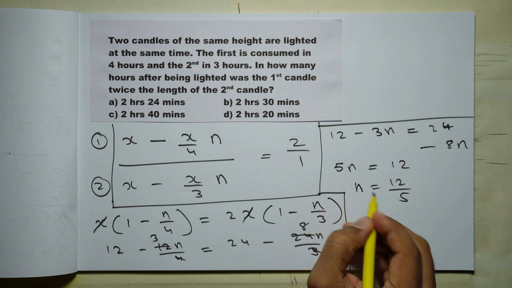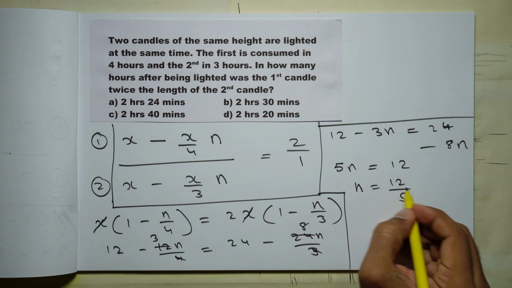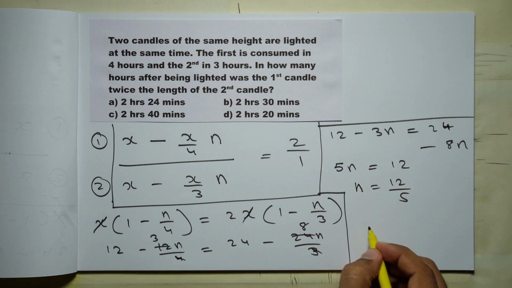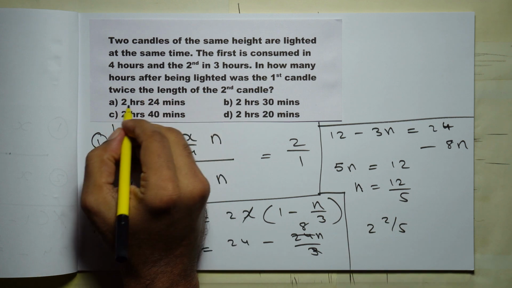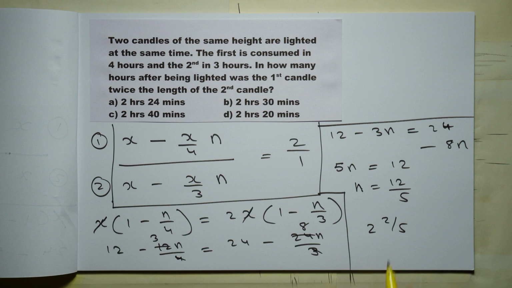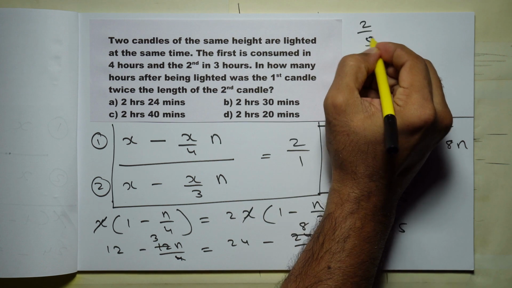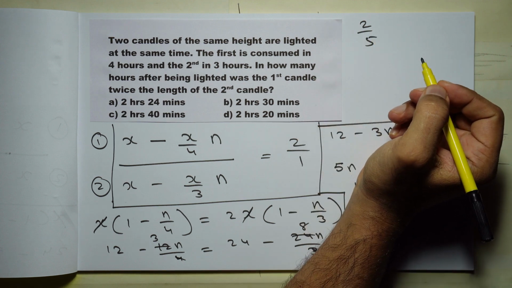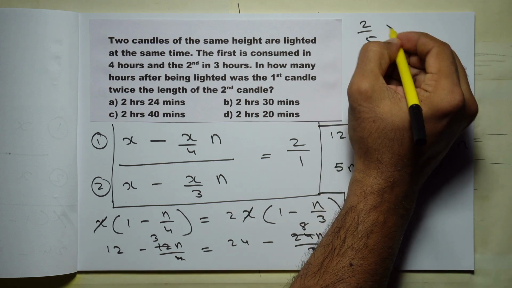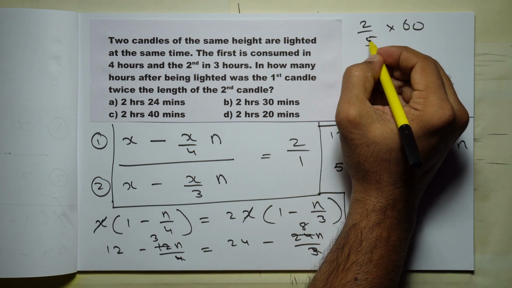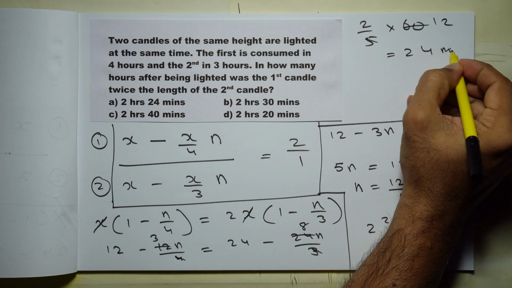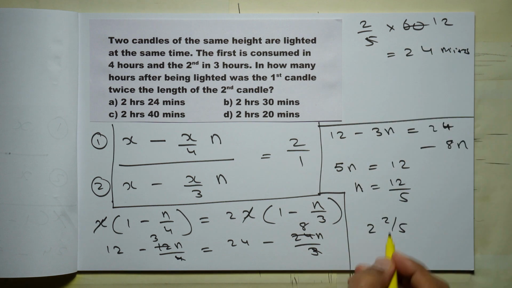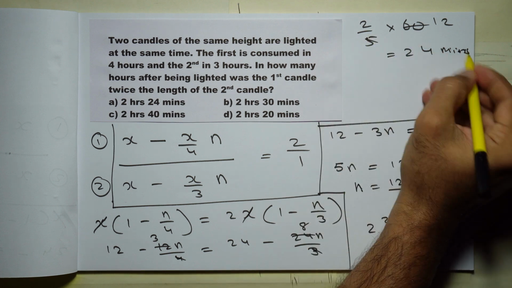That is, n is the number of hours required. So 12 by 5 hours, that is same as 2 and 2/5 of an hour. Now here answers are given in hours and minutes. So we'll calculate what is 2/5 of an hour. We'll convert this into minutes. To convert hours into minutes, you have to multiply by 60. Here 5 divides 12 times. So 2 into 12, you will get it as 24 minutes. So 2/5 of an hour is same as 24 minutes.